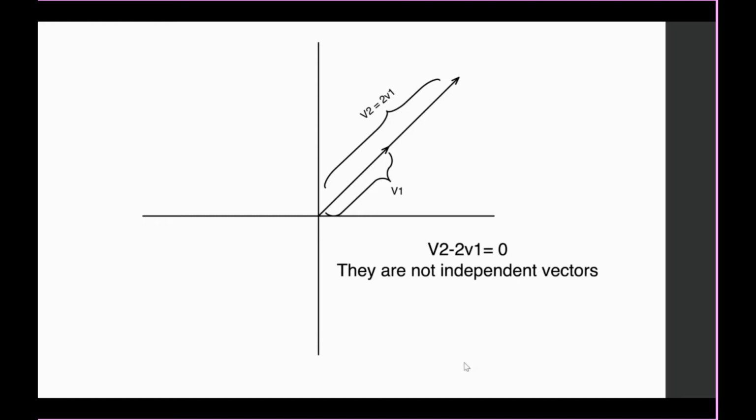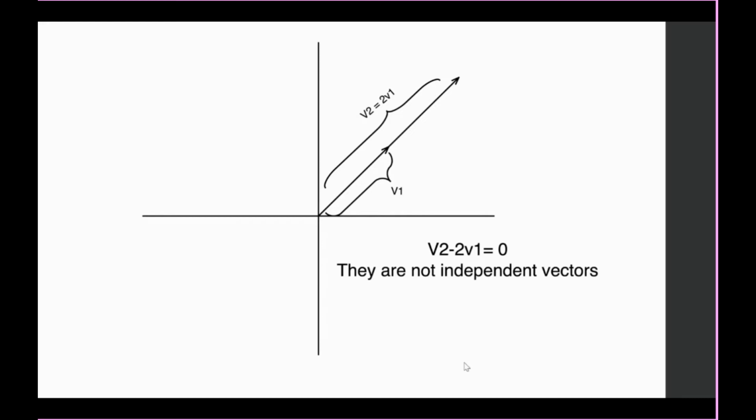Now, whether v1 and v2 are independent or not: no, they are dependent vectors. You can see from the figure itself that they are dependent on each other. v2 depends on v1. From this equation's point of view, what is alpha 1 here? Minus 2, and alpha 2 is here 1. So the linear combination of v1 and v2 produces the 0 vector, but c1 and c2 are not 0.